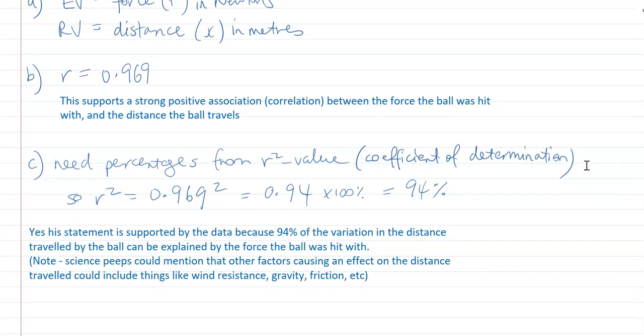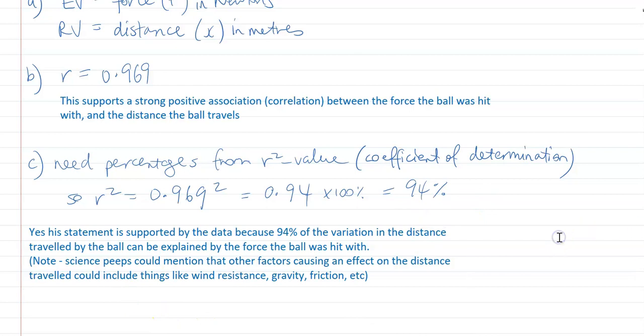For part C, the question alludes to needing percentages. So we know we can get percentages from the R² value or coefficient of determination. So I square that correlation coefficient, I get 0.94. Convert it to a percentage is 94%.